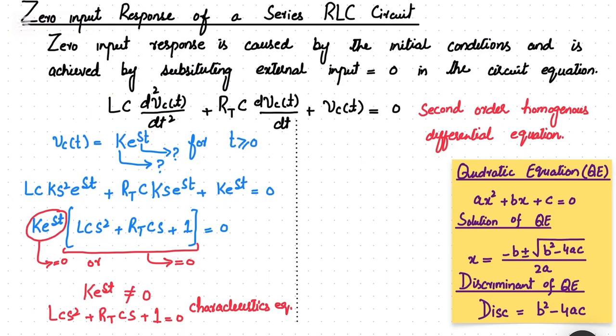What is a characteristic equation? Characteristic equation is a mathematical expression that describes how the system behaves. This characteristic equation determines the form of the natural response of the circuit. Therefore, we commonly call this equation the characteristic equation.